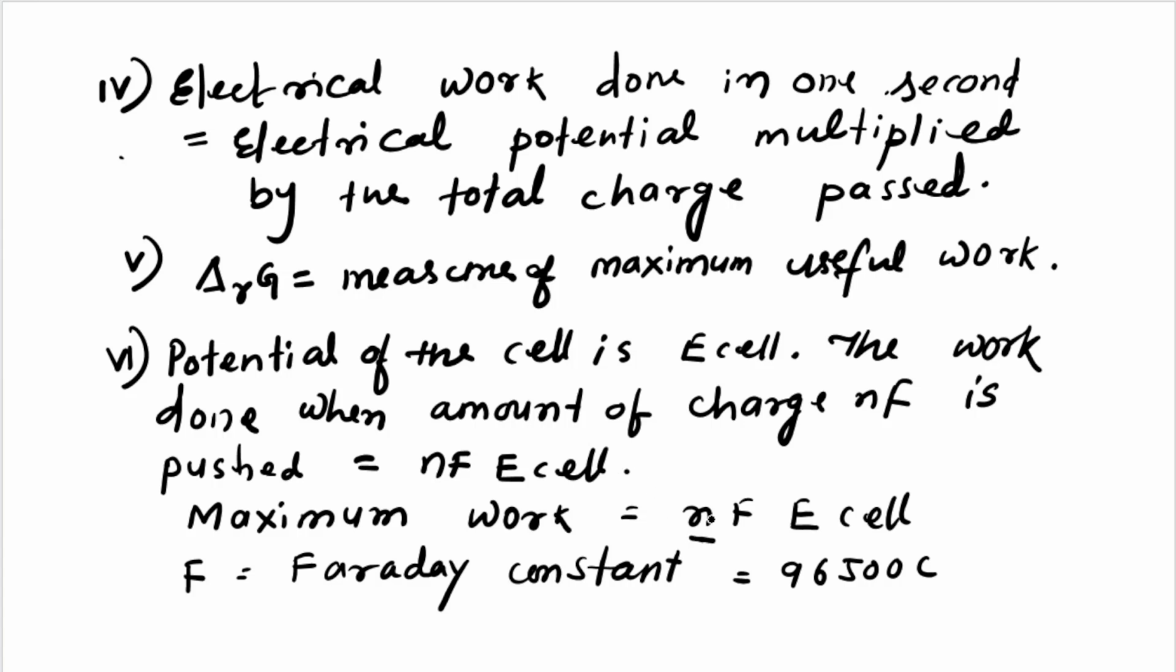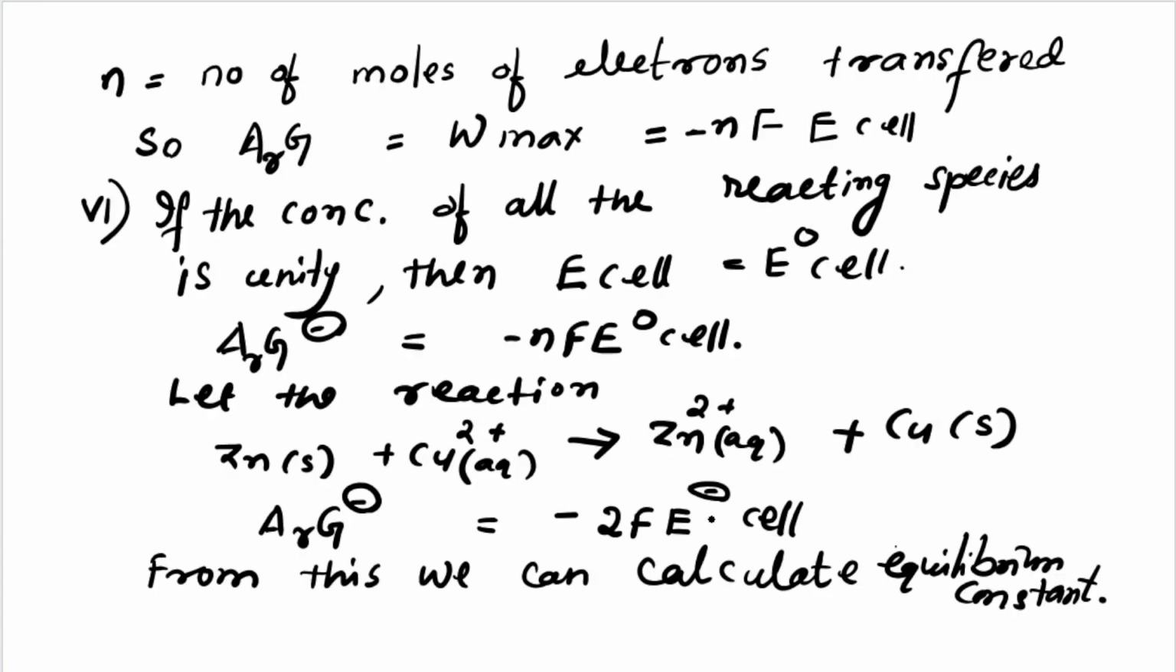Then after that, you put the value here, the number of electrons transferred. So delta G equals maximum work W max, that is equal to minus nF E cell. This is the formula. Maximum work equals this, that is equal to delta G. If you know the value of G, you can calculate.